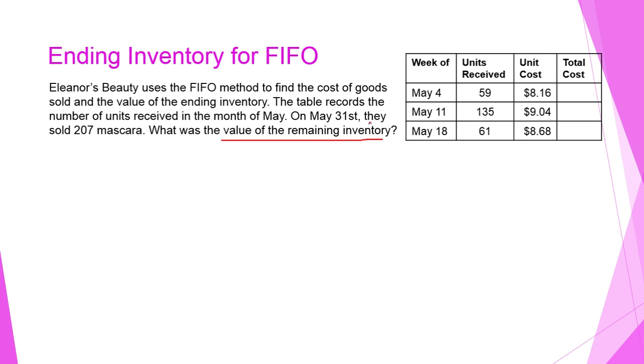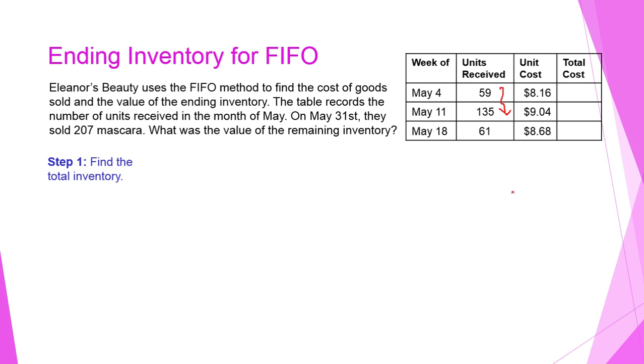So that means, remember, first in, first out. So the value of the remaining inventory has to come from towards the end of the month, right? Because earlier, if we sold all the ones on top, because we started from top to bottom, the ones we have left should come from the bottom up. Alright, keep that in mind.